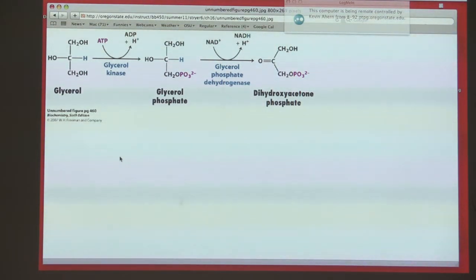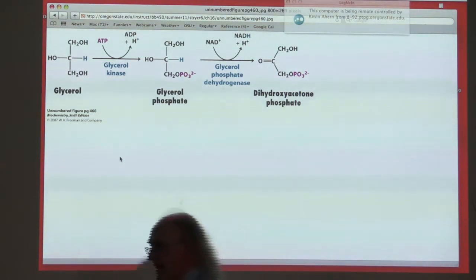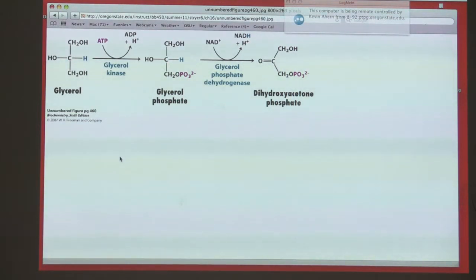All right? We can take the molecule glycerol. How do we get the molecule glycerol in our body? Well, we get it from the breakdown of fat. Glycerol is the backbone of fats. Fats are made by esterifying three fatty acids to glycerol. So when we break the fat down, we're left with glycerol.